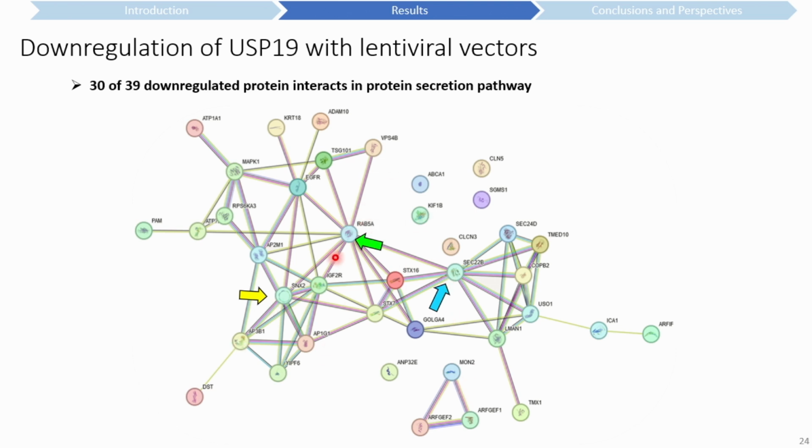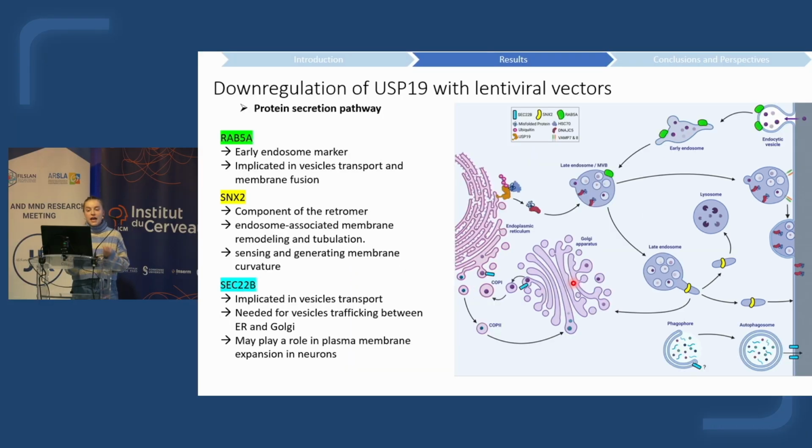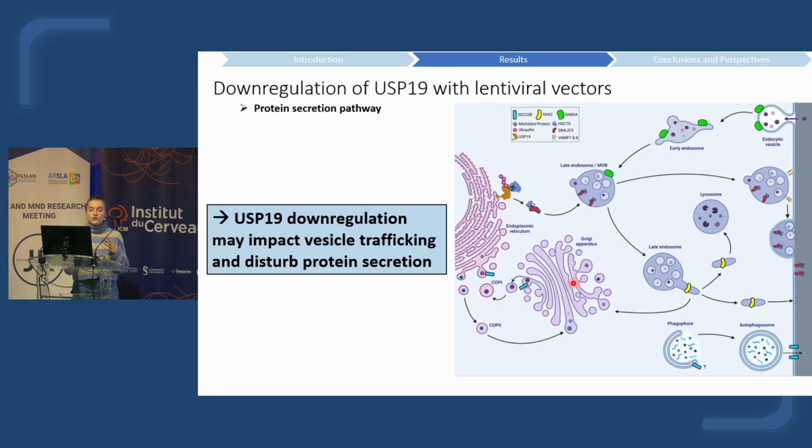We wanted to know more about the role of those hubs. As you can see here, and I'm not going to go into the details, some of them are really involved in early endosome structure, late endosomes, phagophore, autophagosome, and the communication between the endoplasmic reticulum and the Golgi apparatus. So the downregulation of those genes may mean a real impact of USP19 downregulation on vesicle trafficking and a disturbance of protein secretion. That could be not very good for motor neurons in the end.